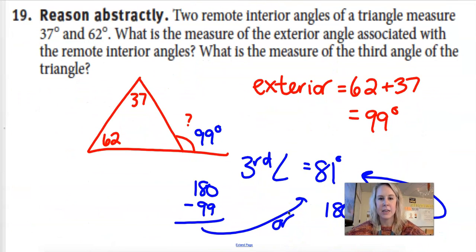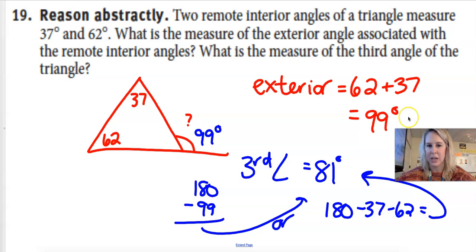Number 19, I had to draw a picture. It said two remote interior angles of a triangle measure 37 and 62. What is the measure of the exterior angle associated with the remote interior angles? And then what is the measure of the third angle? So in my picture, I drew a triangle. I drew 37 here. I drew 62 here. I'm trying to find the exterior angle. Hopefully you remember the exterior angle theorem. You add up the two remote interiors to get 99.